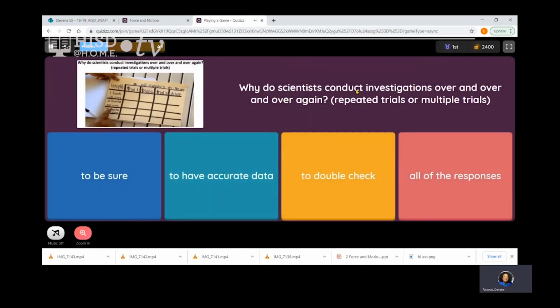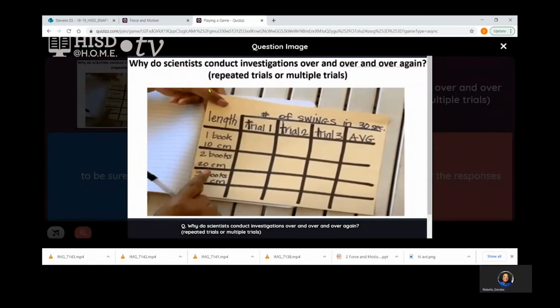Why do scientists conduct investigations over and over and over again? Repeated trials or multiple trials? Let's take a look at the picture. Oh, we have a data chart. We have trial 1, trial 2, trial 3, and an average. So they're doing it over again.